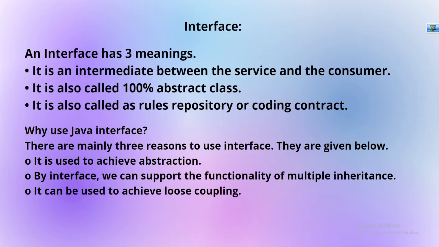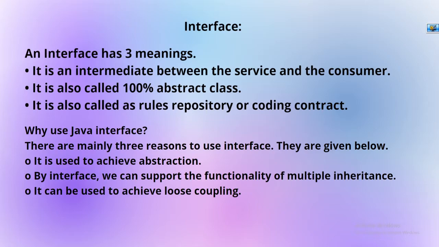So what is an interface? An interface has three meanings. One, it is an intermediate between the service and the consumer. It is also 100% abstraction. It is also called as the rules repository or the coding contract.